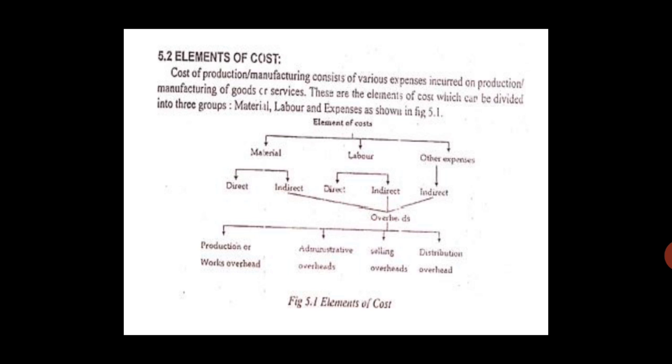So all these indirect expenses, whether in terms of material or labor or other expenses, are called overheads. And these overheads include production and works overhead, administrative overheads, selling overheads, and distribution overheads. I will just explain with some small examples.